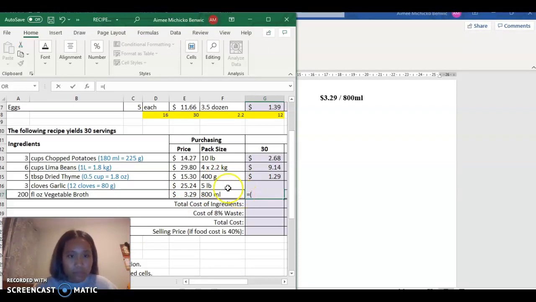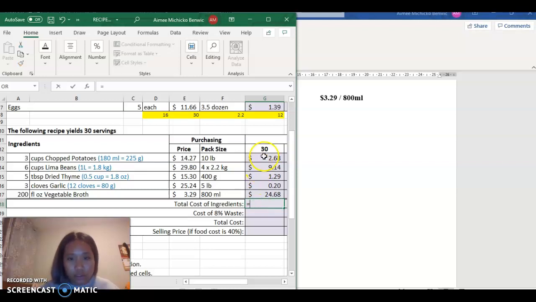So 200 fluid ounces multiplied by 30, close bracket, and then the price is $3.29 divided by 800 ml. That gives us, hold on, give me 1 sec. Okay, so that gives us $24.68.